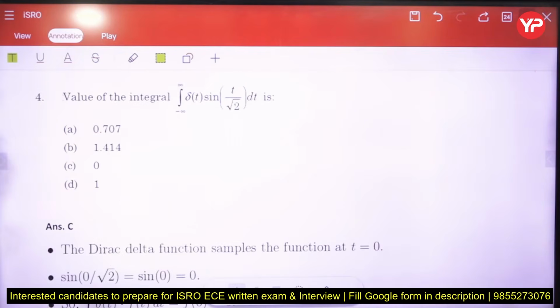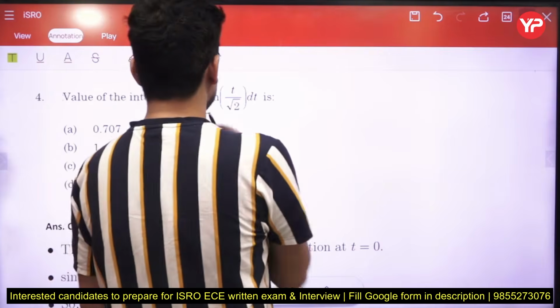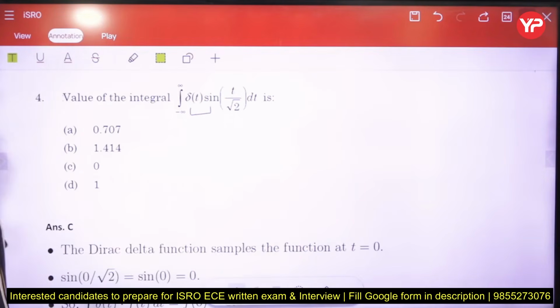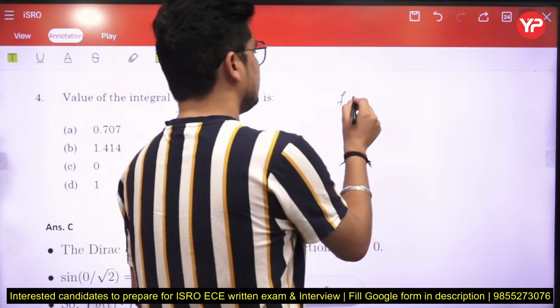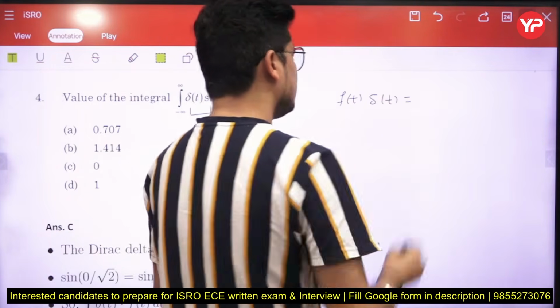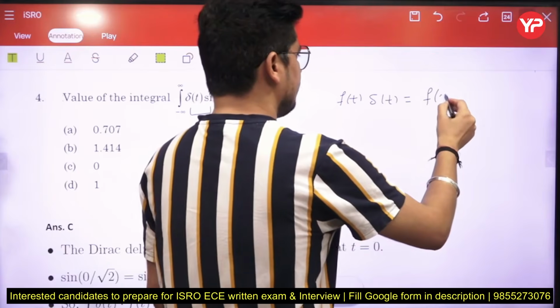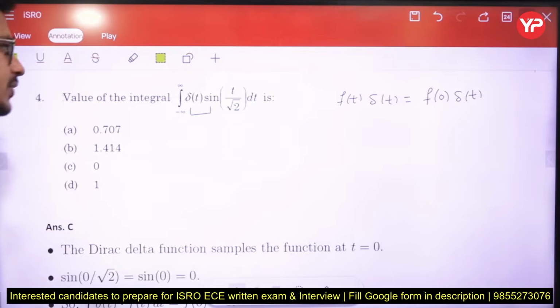Next is the value of integration. We have to find the value of this integration. So basically we know that this is an impulse function delta t here, which is multiplied with sine of t by root 2 dt. So basically first we use the impulse property. What was that property? If you have a function f of t and you multiply this function with the impulse signal, that will result in f of 0 multiplied by delta t. So we are going to use this property here.